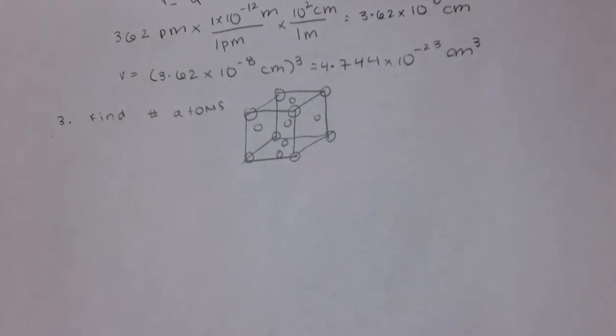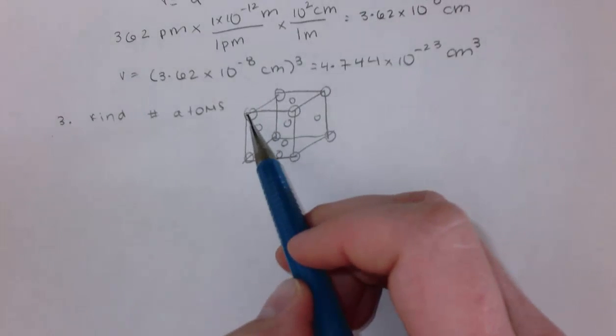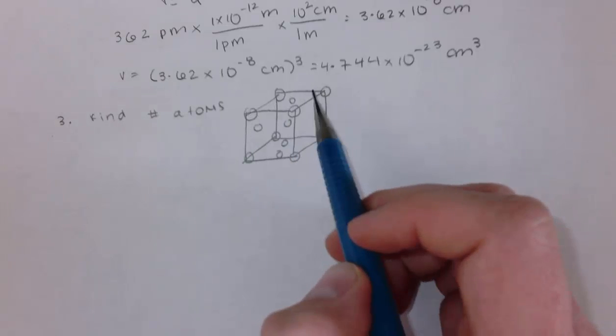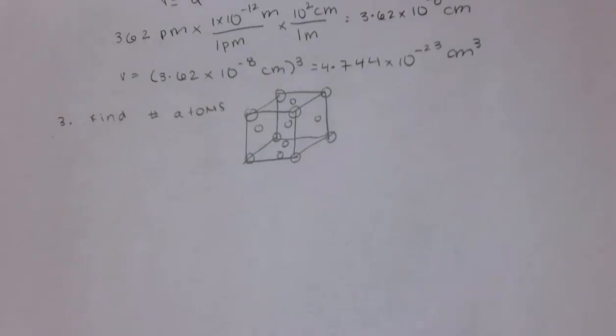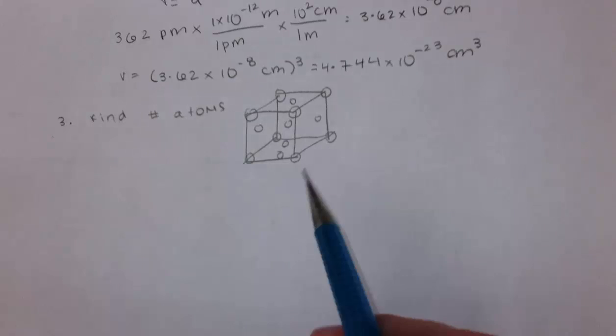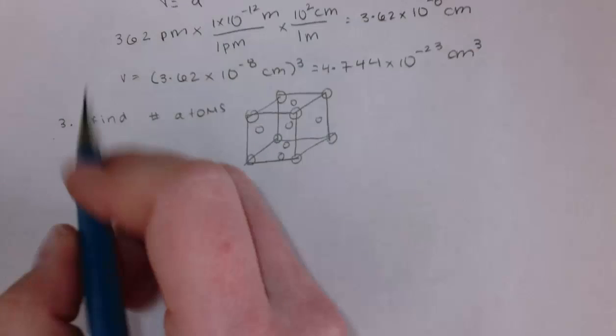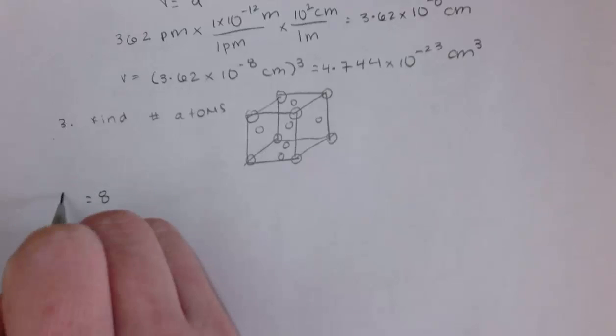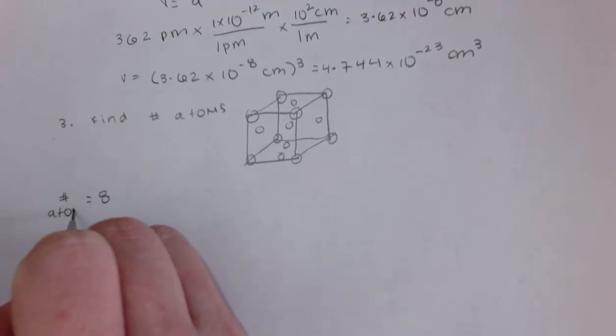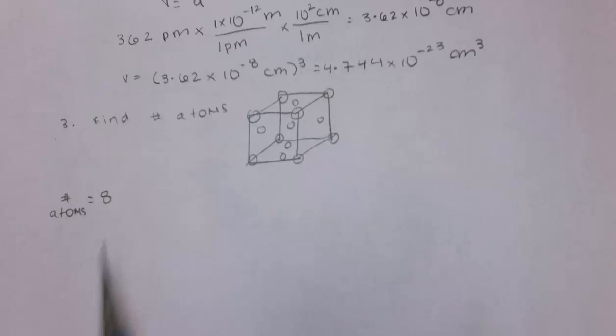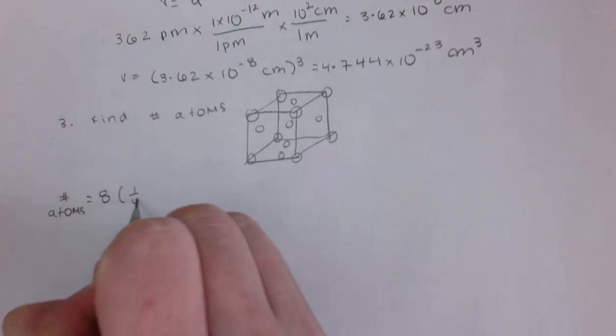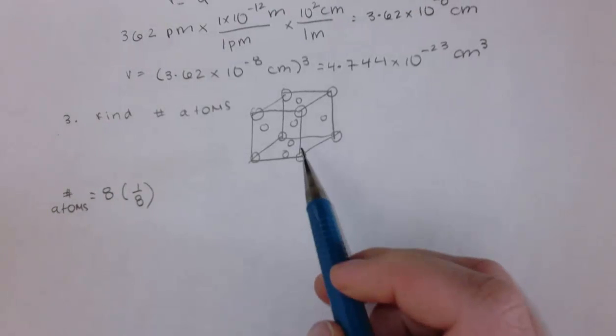So now that we have that drawing, we can look at how many unit cells are sharing each of these atoms, and that is how we'll find the number of atoms within this cell. So for our 8 corner atoms, these are being shared by 8 other cubic unit cells. And so that means that only 1/8 of that atom is actually in this cell.